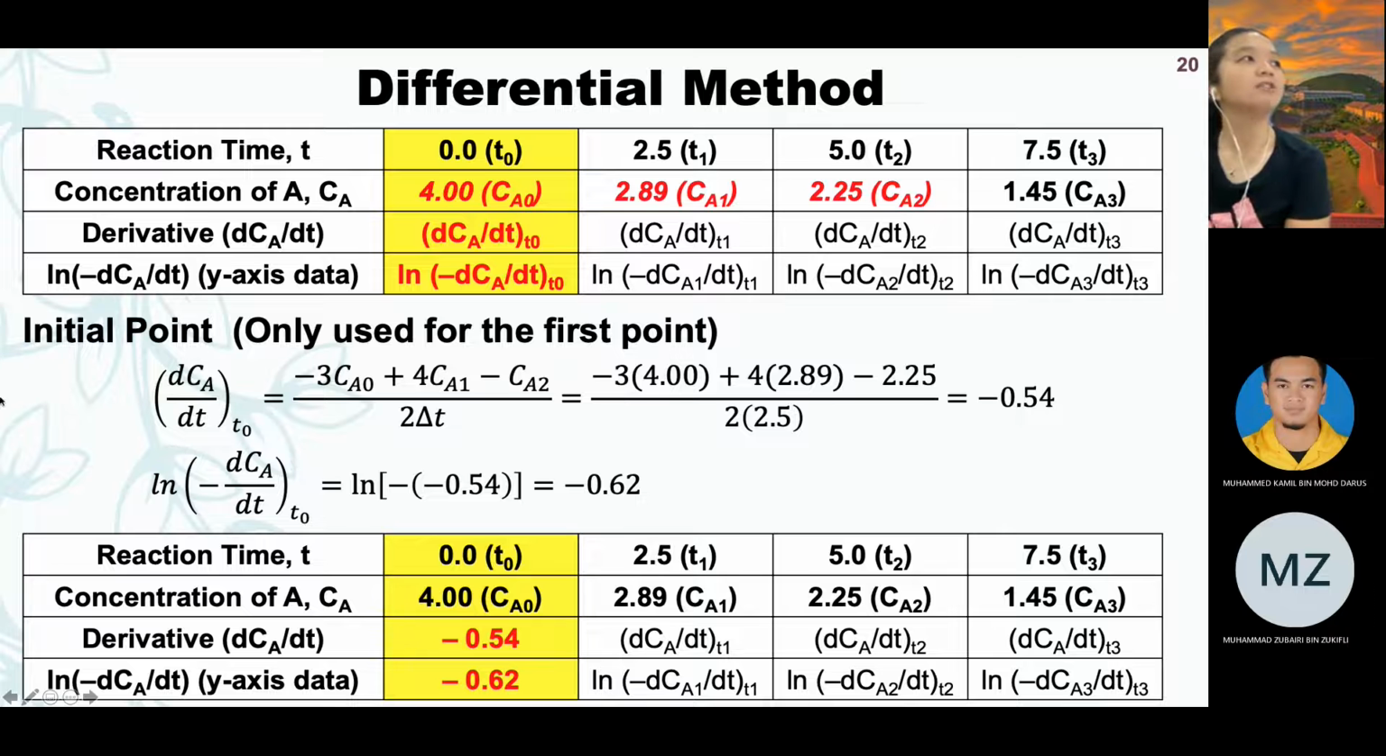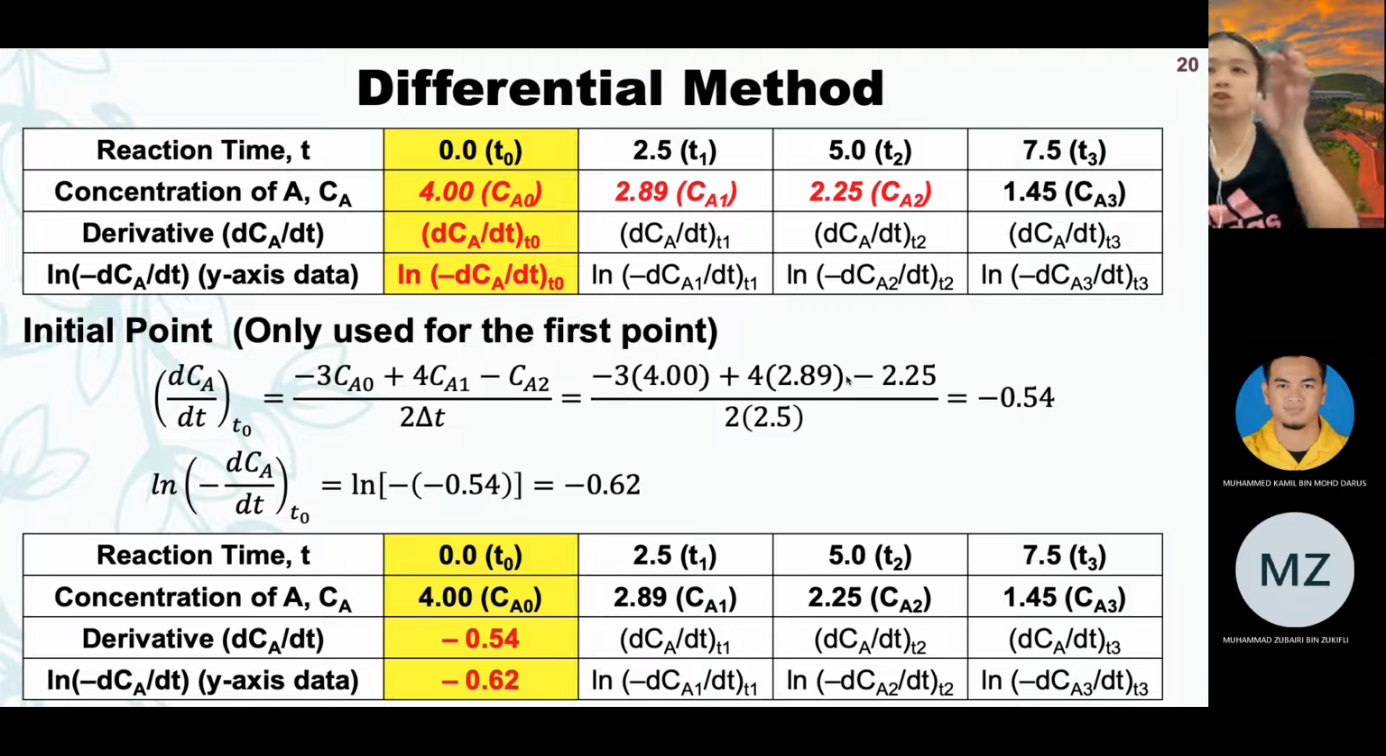Okay, so first, find the very first dCA per dt, for the first point only. So dCA per dt equals, just remember, you take the first three concentrations. That's why you get negative 3 multiplied with 4, plus 4 multiplied with 2.89, minus 2.25.